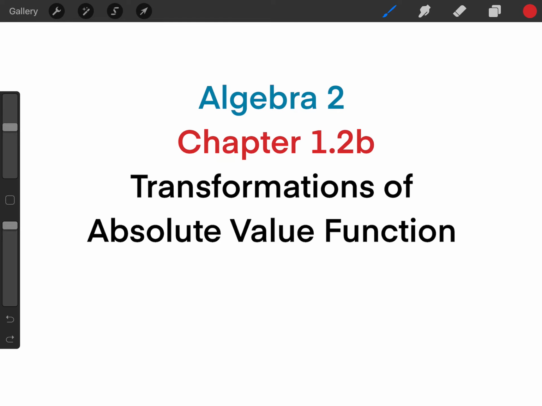Alright, what's up guys? This is Algebra 2, Chapter 1.2b. This time we're going to be talking about the transformations of absolute value functions. So let's get started.